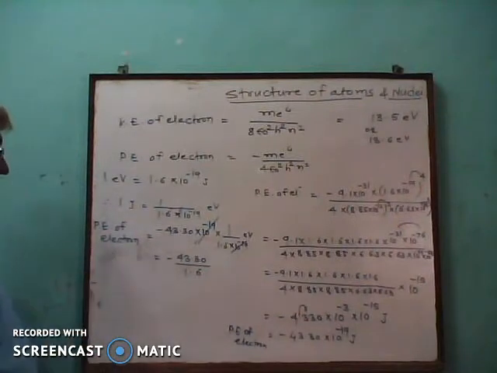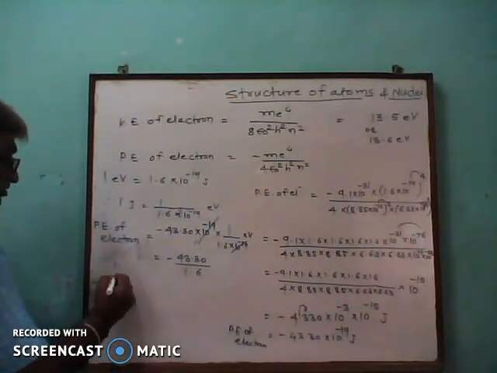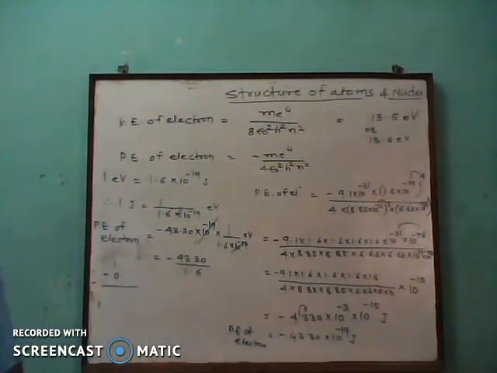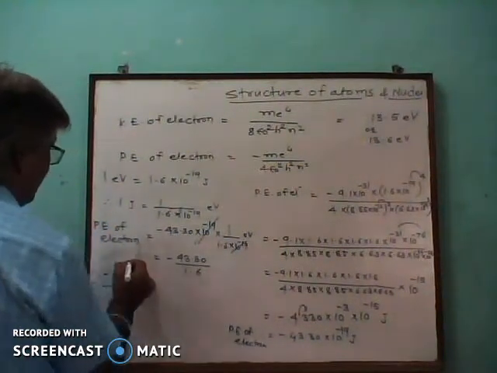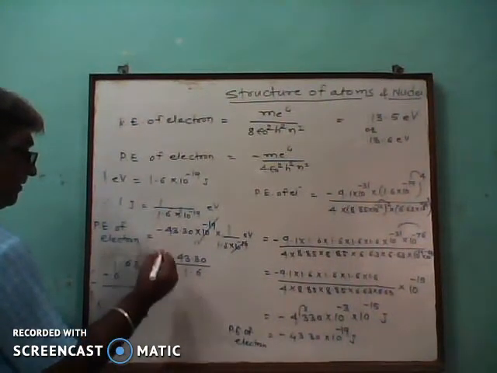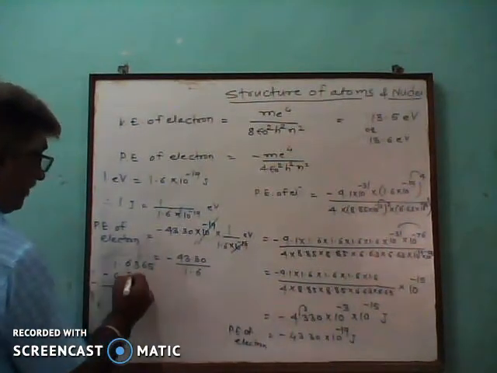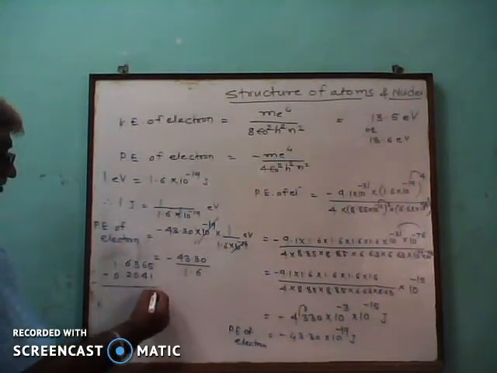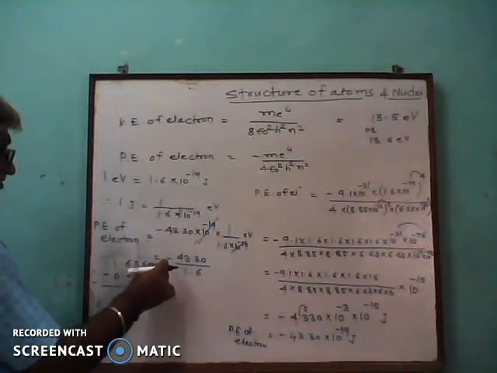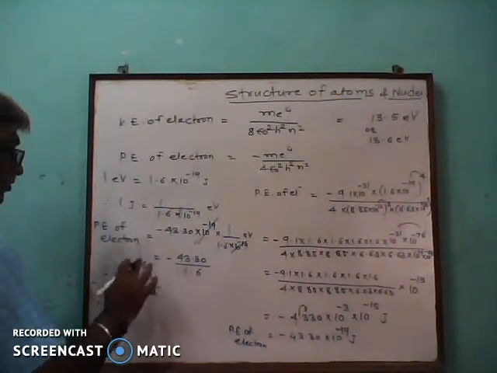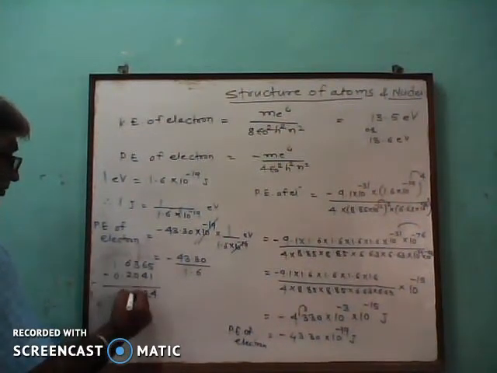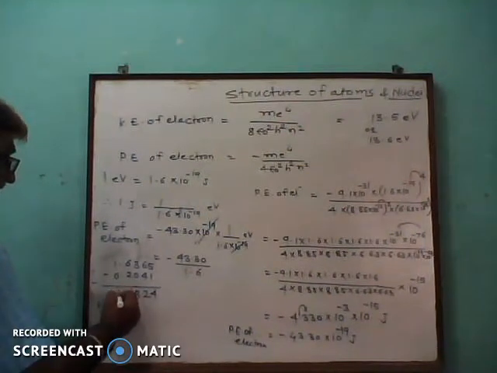If we take the log of 43.30, its log will be 1.6365, and the log of 1.6 will be 0.2041. Subtracting: 5 minus 1 is 4, 6 minus 4 is 2, 3 minus 0 is 3, and 6 minus 2 is 4, and here 1. So the result is 1.4324.